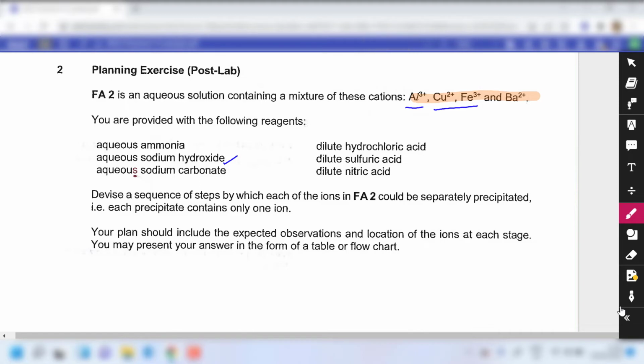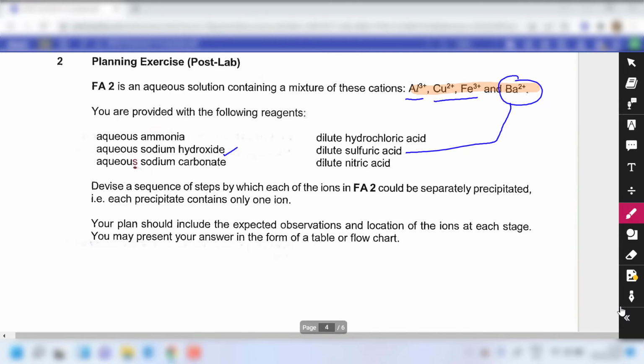Okay, and of course you know the role of Ba2+, because Ba2+ doesn't give you any precipitate with sodium hydroxide or even aqueous ammonia. But sulfuric acid will give you a white precipitate of insoluble barium sulfate. So that's probably one of the key reagents you might want to leverage.